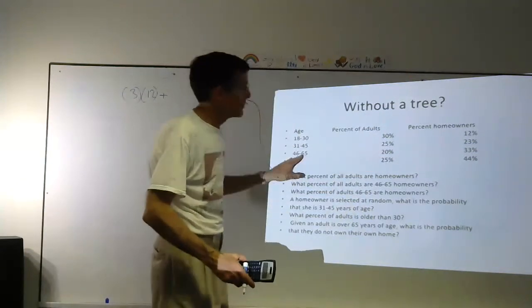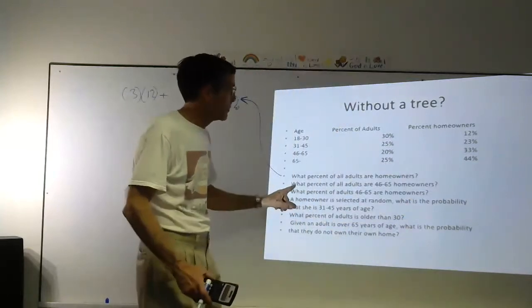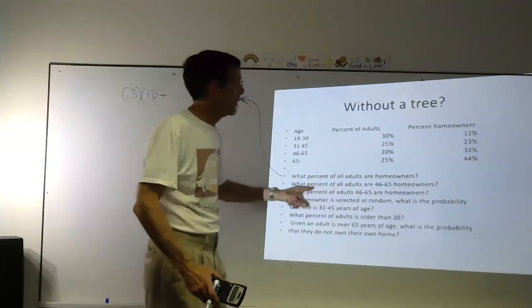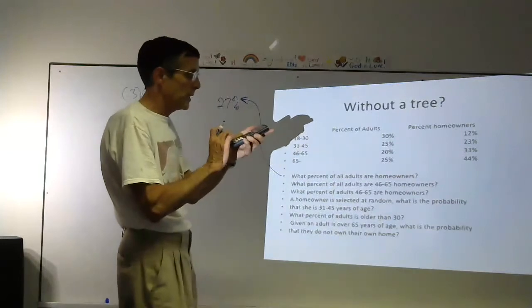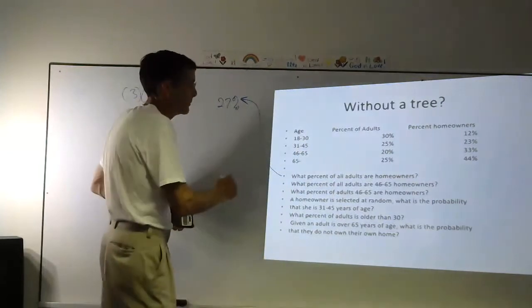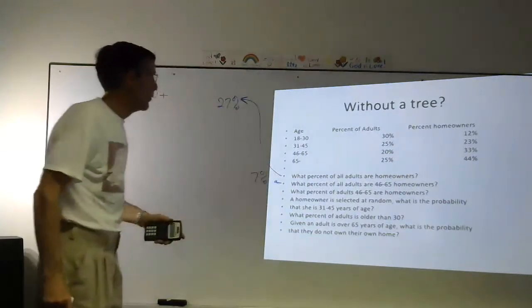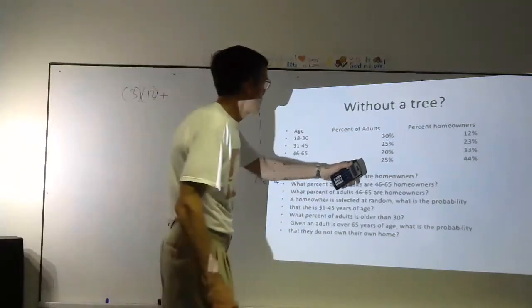What percentage of this group are homeowners? That's easy, it's 33%. But it says what percent of all adults? What percent of all adults are homeowners? You've got to take the 0.33 times 0.20, and I get about 7% are homeowners, okay?